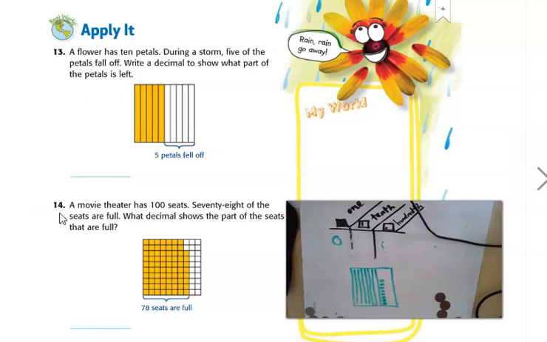Okay, now looking at number 14, a movie theater has 100 seats. I had to divide my picture into the full grid of 100. 78 of the seats are full. So I have 10, 20, 30, 40, 50, 60, 70, 7 full bars. And I have 1, 2, 3, 4, 5, 6, 7, 8, 8 squares. Unfortunately, my picture doesn't look very good. There shouldn't be this big of a gap for only 2 squares left over, but it's still 8 squares. What decimal shows the seats that are full?